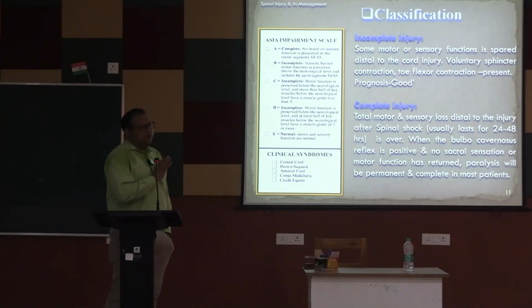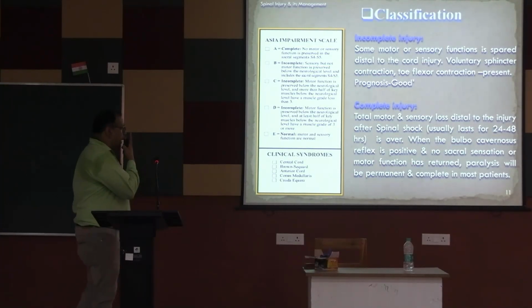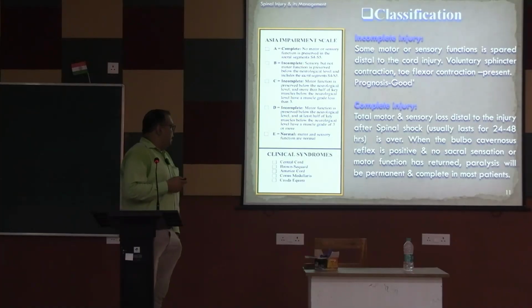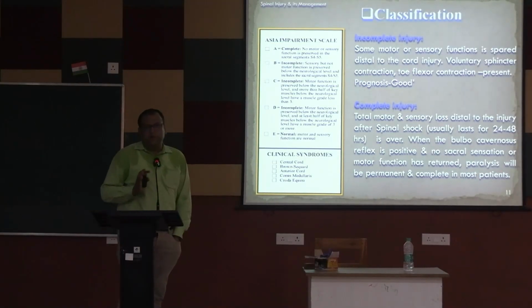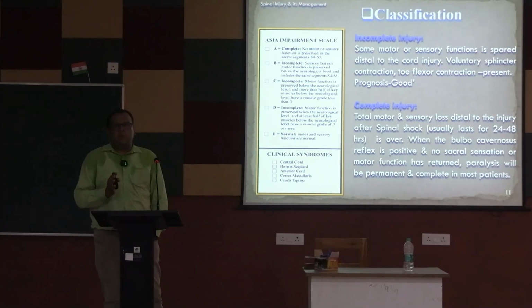Complete injury: there is total loss of motor and sensory function distal to the injury. Also, there is something called spinal shock, which usually lasts for 24 to 48 hours. When the bulbocavernosus reflex is positive and no sacral sensation or motor function has returned, the paralysis will be permanent and complete in most patients. This is what we need to evaluate in a patient of spinal injury with neurological compromise.